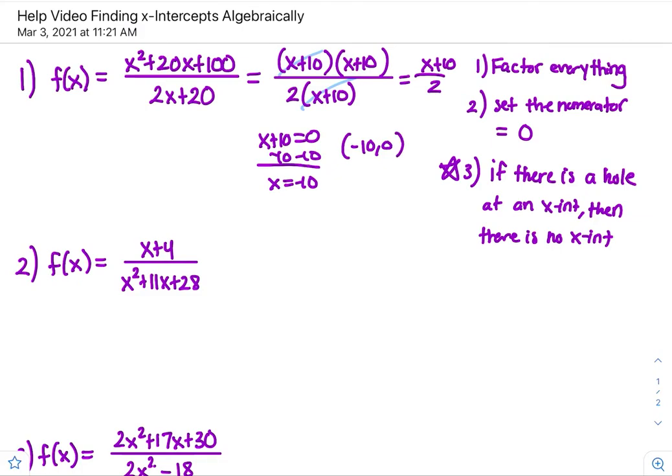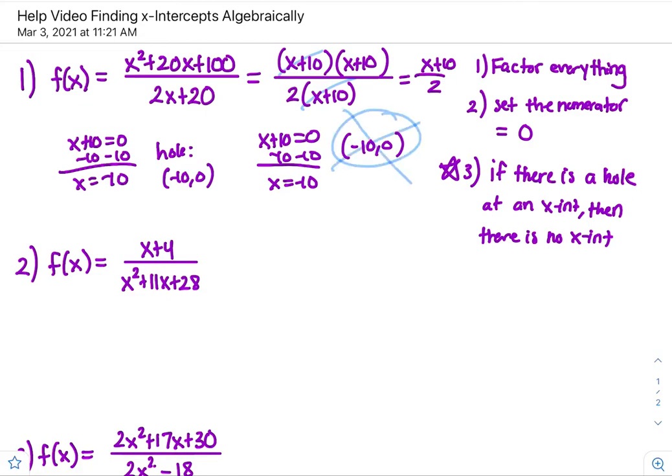But wait, we canceled, right? So what we canceled, we should set that equal to 0. And what you'll recognize is that there is also a hole at x equals negative 10, comma 0. Because there's a hole and an x-intercept in the same location, we won't have an x-intercept there because it's a hole. So as a result, your x-intercept is none, because a hole and an x-intercept are in the same spot.